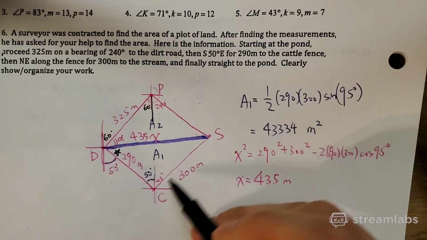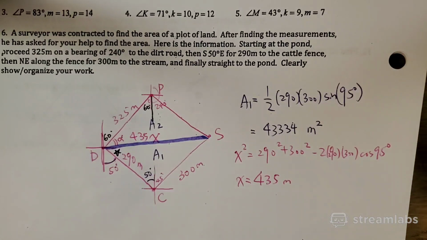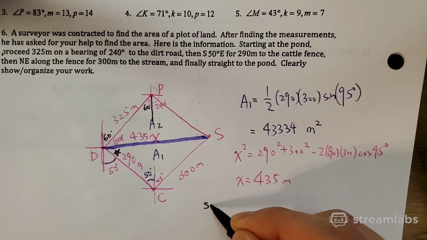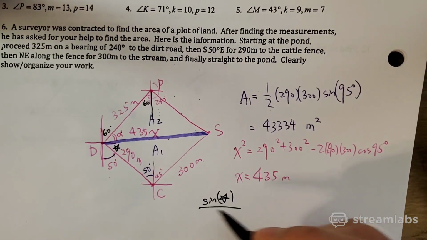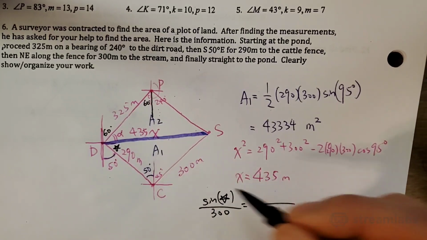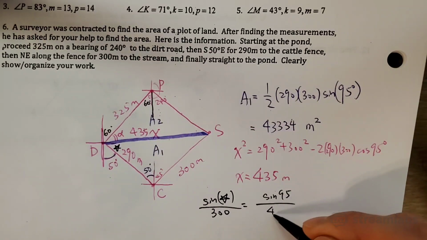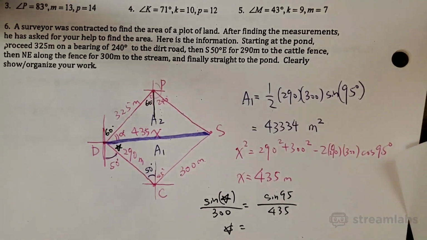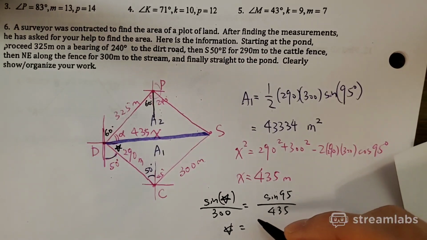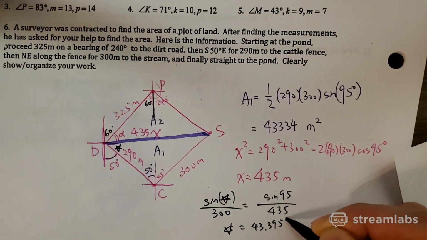I can use law of sine here to find this angle, or law of cosine. It's up to you which one you want to use. So if I use law of sine, I'm going to use the star, okay? So sine star, and then call it anything, over 300 is equal to, let's use this one then, sine 95 over 435, okay? So star turns out to be 300 sine 95 over 435, 43.395 degrees, okay?